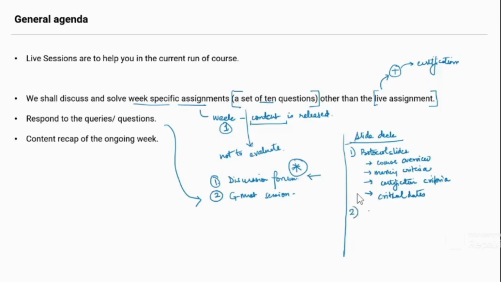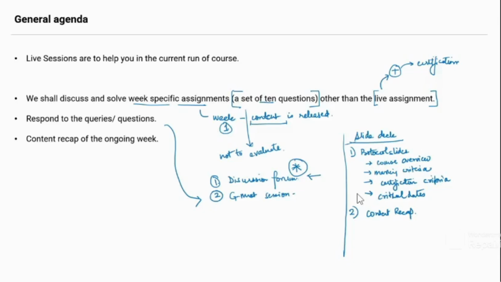Then comes your content recap. I have introduced this because in the last few turns of me trying to understand this course and the learners who have adopted it, I realized that a lot of students are not getting sufficient time to go through the content. One might be engaged with classes, examinations, or professionally engaged. And when I took up the set of 10 questions, they were completely blank.